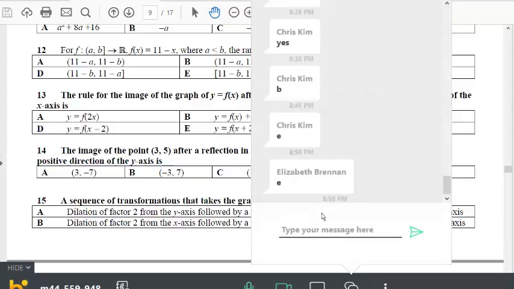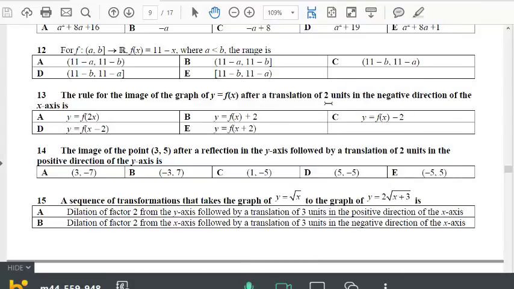So, yep, got a few answers. So the answer is E. It's moving to the left by 2. So the x must be replaced by x plus 2. This is moving to the right by 2. This is moving up by 2. This is moving down by 2. And this is a dilation. You multiply by 2. That's a dilation. So the answer is E. We're going to try this one.